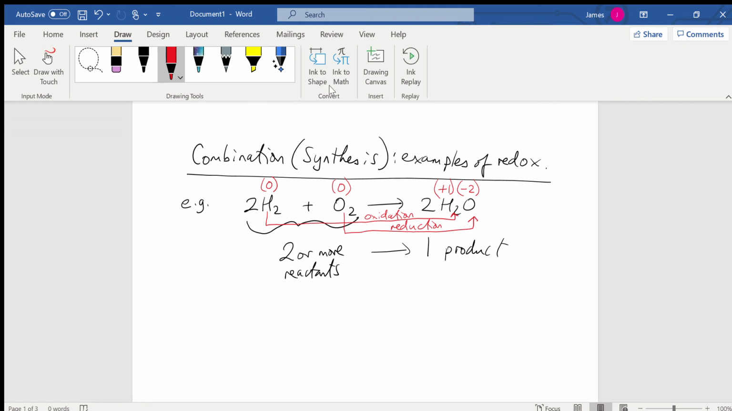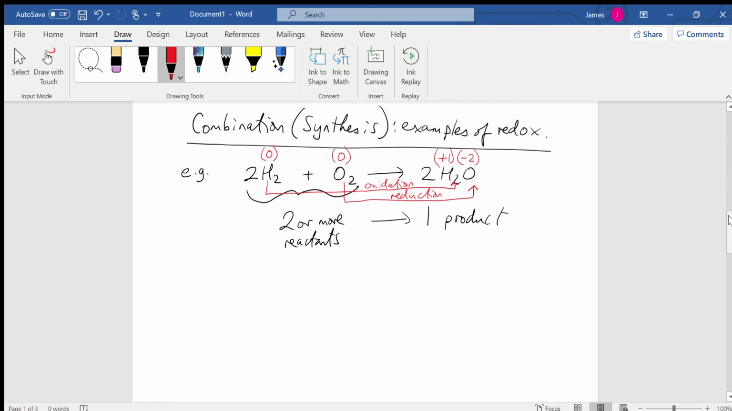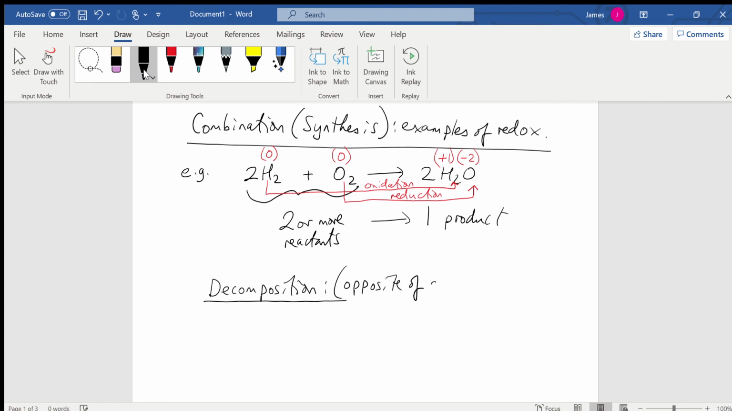The next reaction I want to mention is, in a way, the reverse process of combination. So rather than make something, we're going to break it apart. So we have a decomposition reaction. It's essentially the opposite of synthesis.